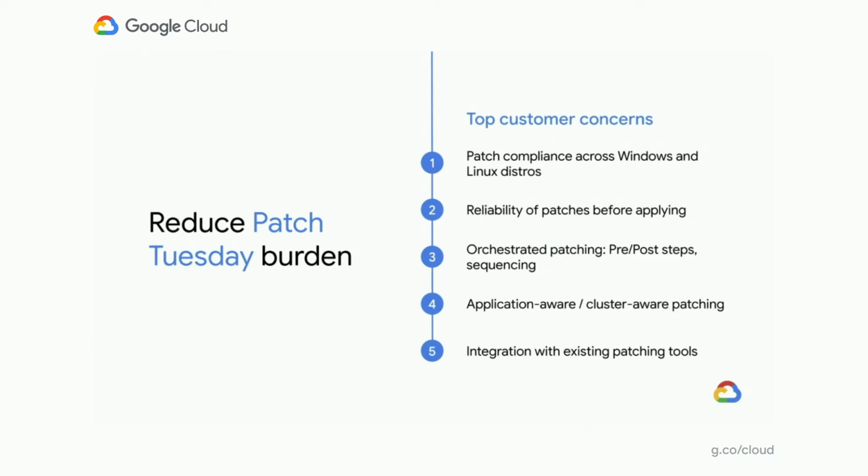Fourth being application aware or cluster aware patching. This means no two applications running within the same cluster should be taken off at the same time, so that services and applications which depend on high availability based on the cluster availability shouldn't be down at the same time. And fifth and important point being integration with existing patching tools.